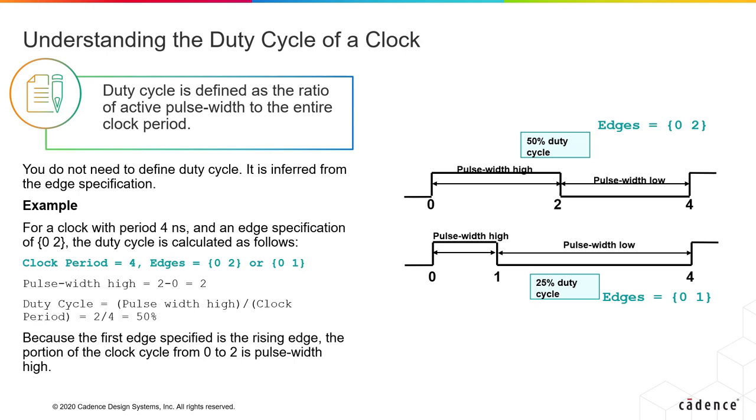Let us look at the following examples. Here, a clock is defined by its period of 4 and the edges of 0 and 2. Duty cycle is calculated as pulse width high divided by clock period, as shown in the top waveform, which is 2-0 divided by 4. Therefore, we have a 50% duty cycle. On the bottom waveform the edges are defined at 0 and 1. Therefore, the pulse width is high only for 1 unit, and so it's a 25% duty cycle.